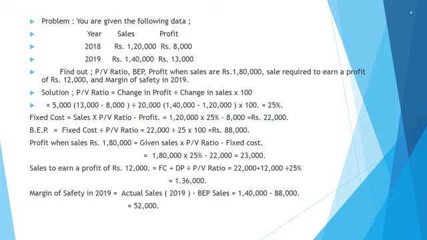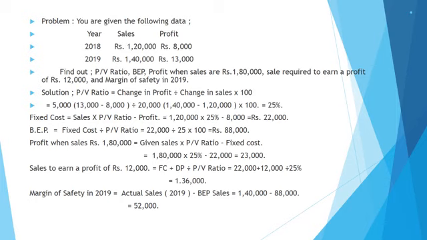88,000 is the BEP. Next, profit when sales are rupees 1,80,000. Formula is given sales into PV ratio minus fixed cost. Given sales are rupees 1,80,000 into PV ratio 25% minus fixed cost 22,000 is equal to 23,000 is the profit when sales are rupees 1,80,000.